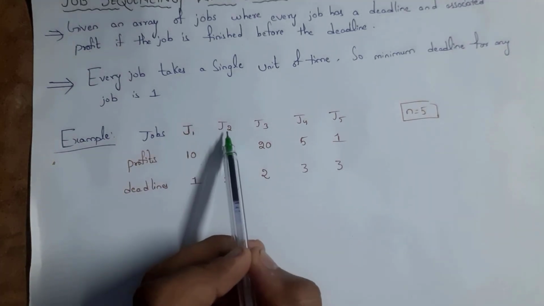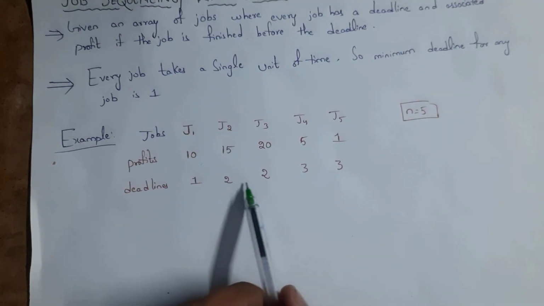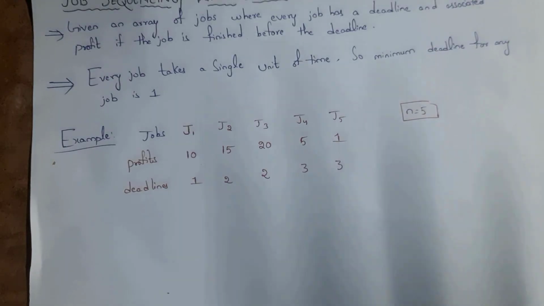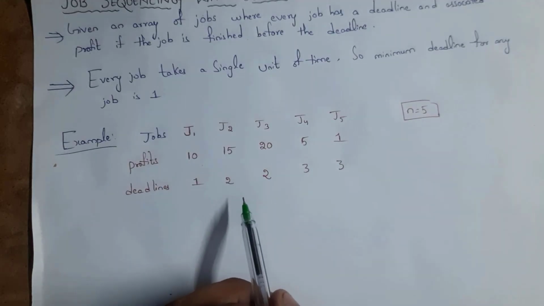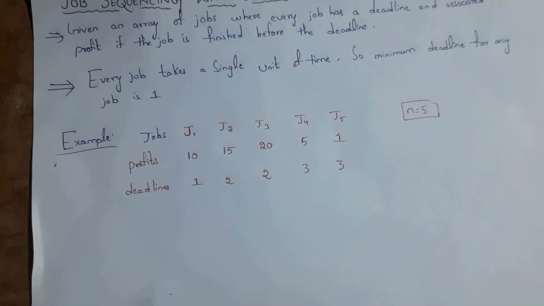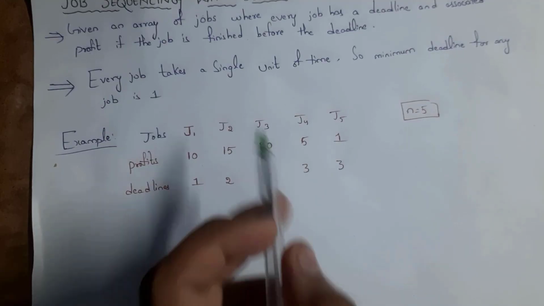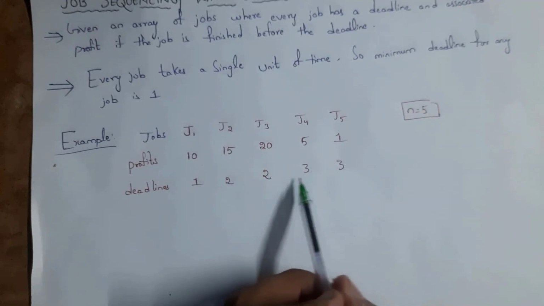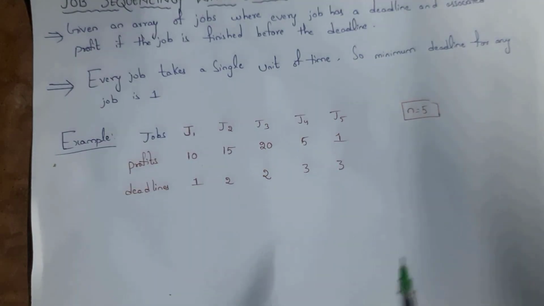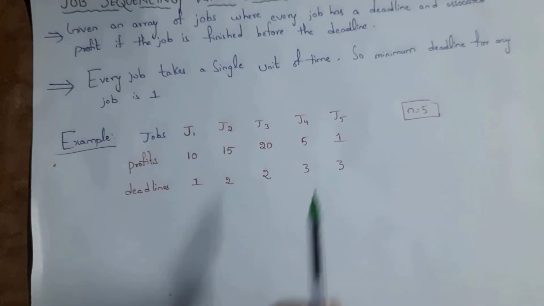In the question, J2 and J3 deadline is 2. It does not mean that this job will take 2 hours to complete. The meaning of this deadline is that the job will take only 1 hour to complete, but here they have given 2 hours of time. So within 2 hours of time, we need to complete this task. Similarly, for J4 and J5, they have given deadline 3. That means they have given a deadline of 3 hours. But all these jobs take only 1 hour to complete.